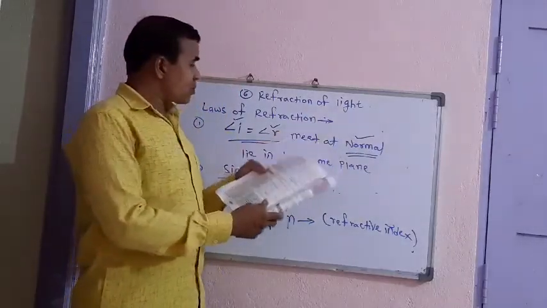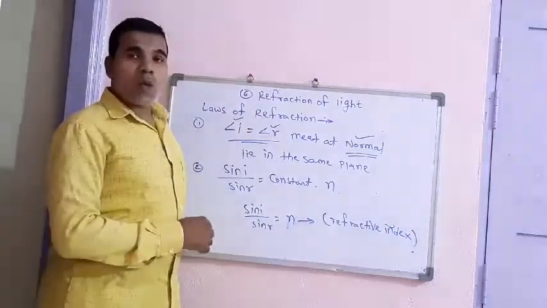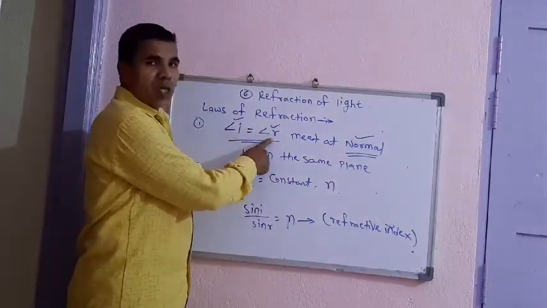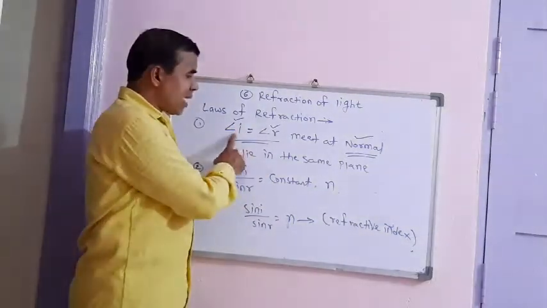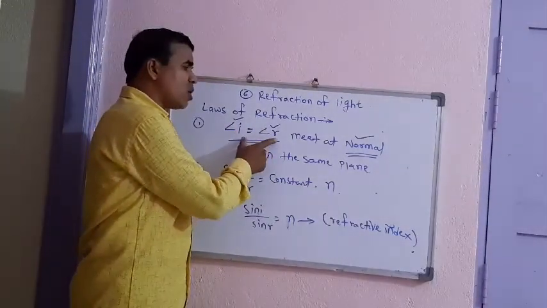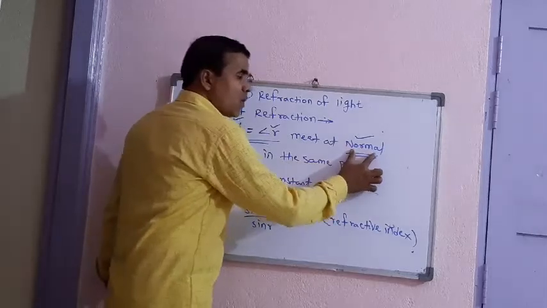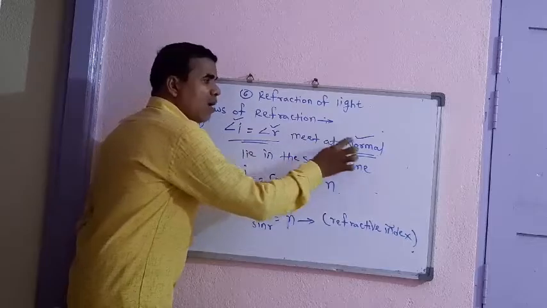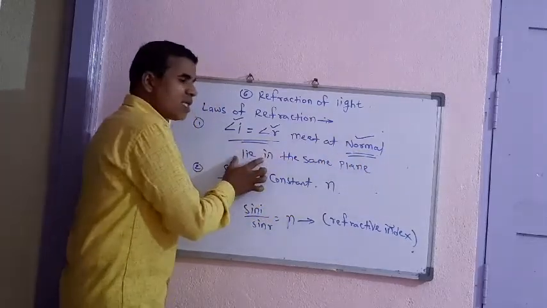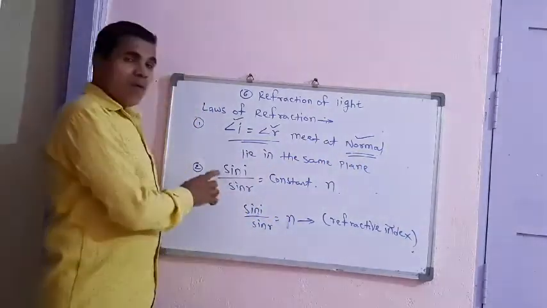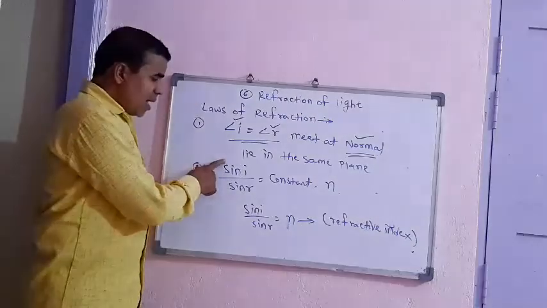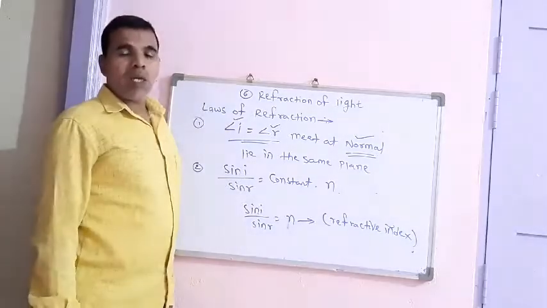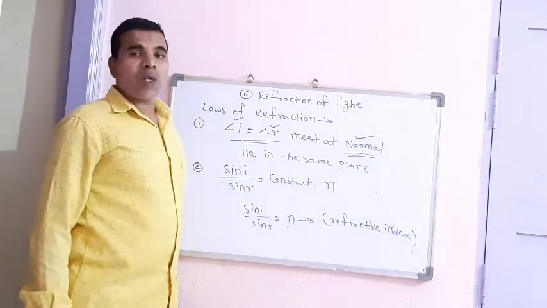So the laws of refraction: the incident ray and refracted ray are opposite to each other and they meet at a normal. All three, the incident ray, refracted ray and normal, lie in the same plane. And second, for any media, sin i upon sin r equals a constant. This constant is known as n, the refractive index.